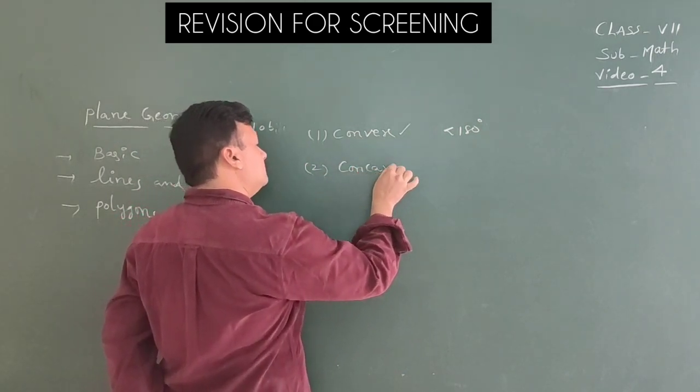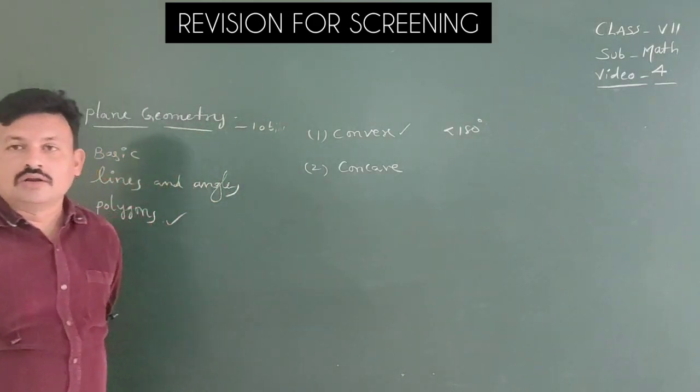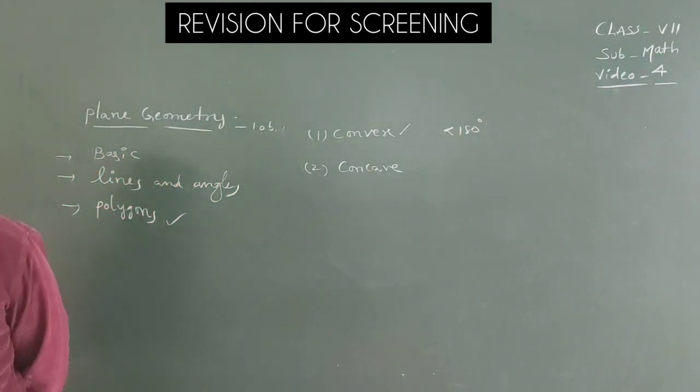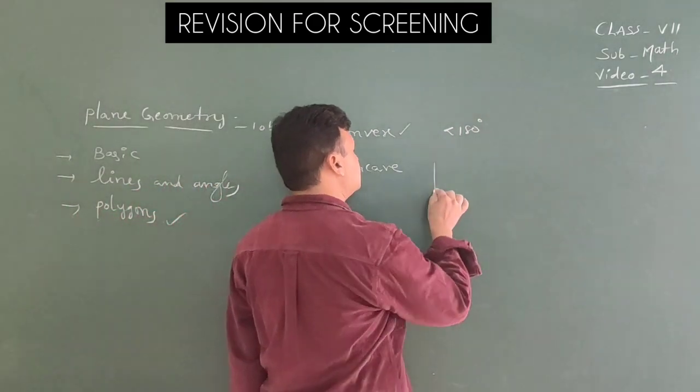Concave. A polygon is said to be concave if and only if at least one angle measures greater than 180 degrees.